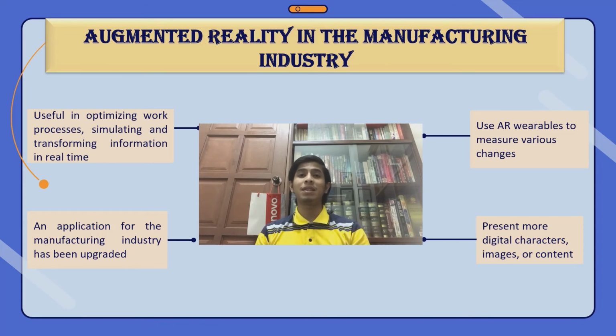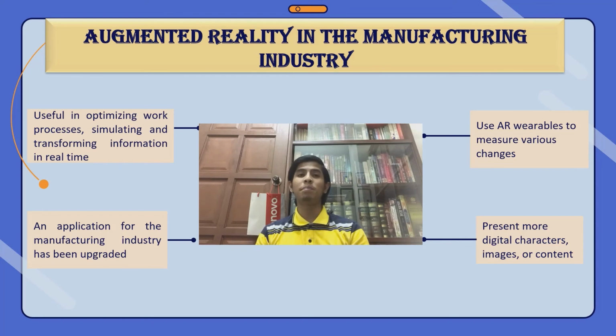My first slide is augmented reality in the manufacturing industry. In the manufacturing industry, augmented reality is very useful in optimizing work processes, simulating and transforming information in real time in terms of different paces. Use augmented reality wearables to measure various changes. It identifies unsafe working conditions or even visualizes a finished product or structure.